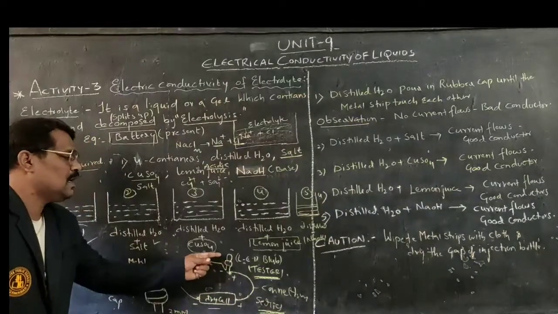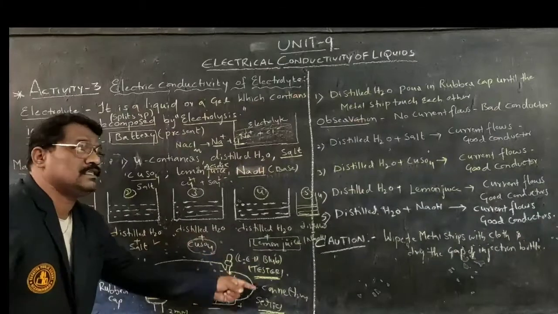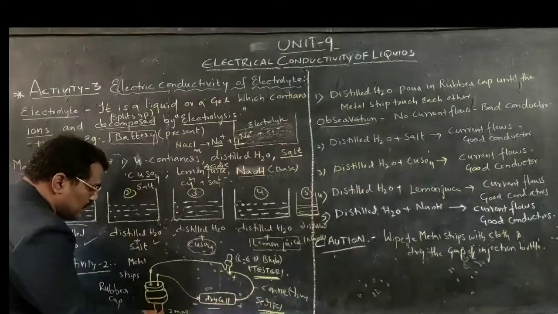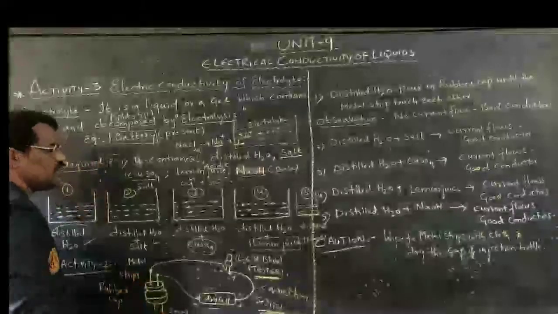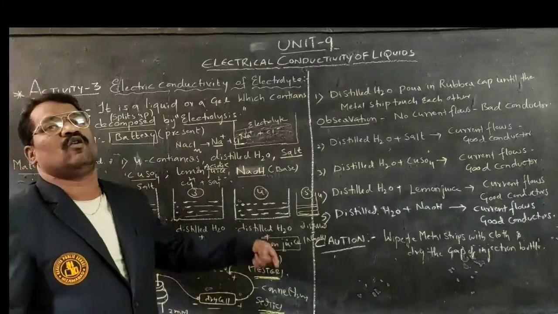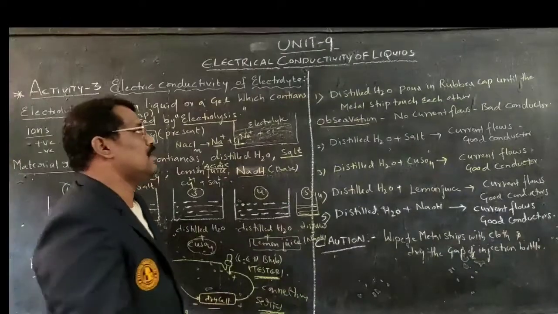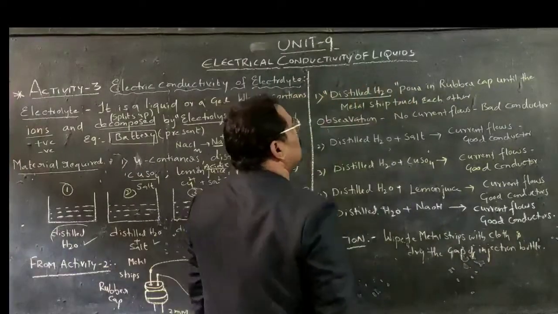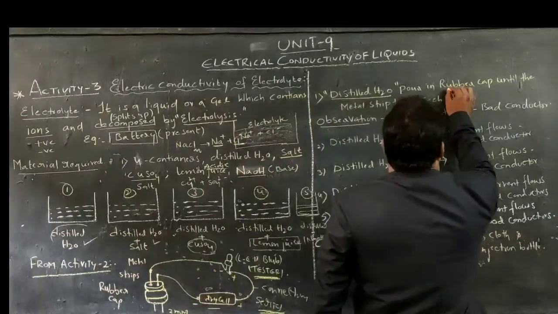what happens? The bulb glows. Bulb glowing means what? It is existing in a circuit. A simple circuit is existing. Then when these two metal strips are in contact with each other, the bulb has to glow compulsorily. But when it comes to the first one, that is distilled water, here we will observe that the bulb cannot glow.